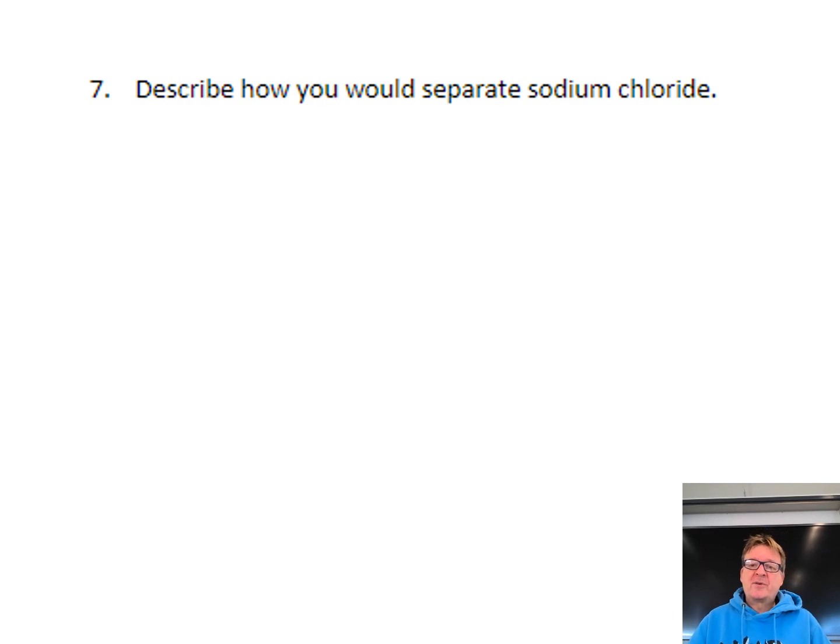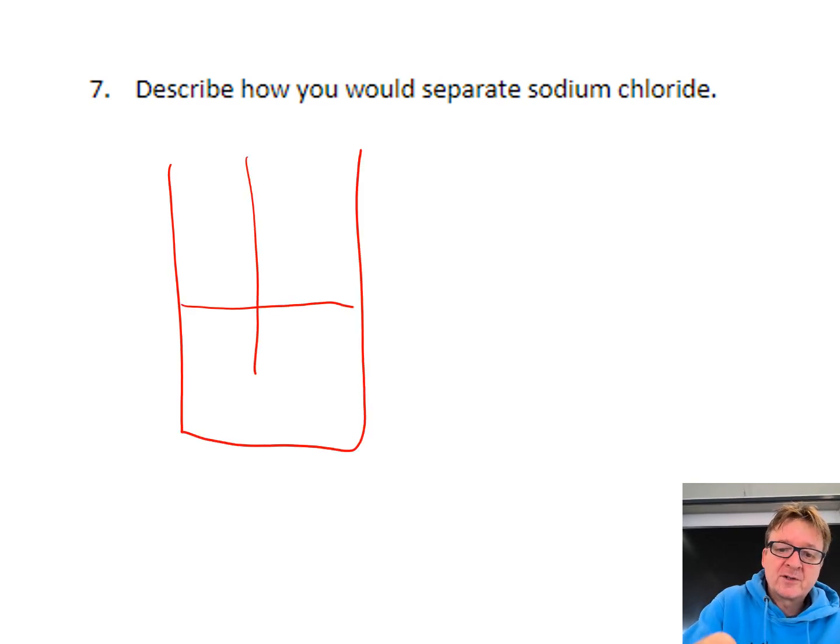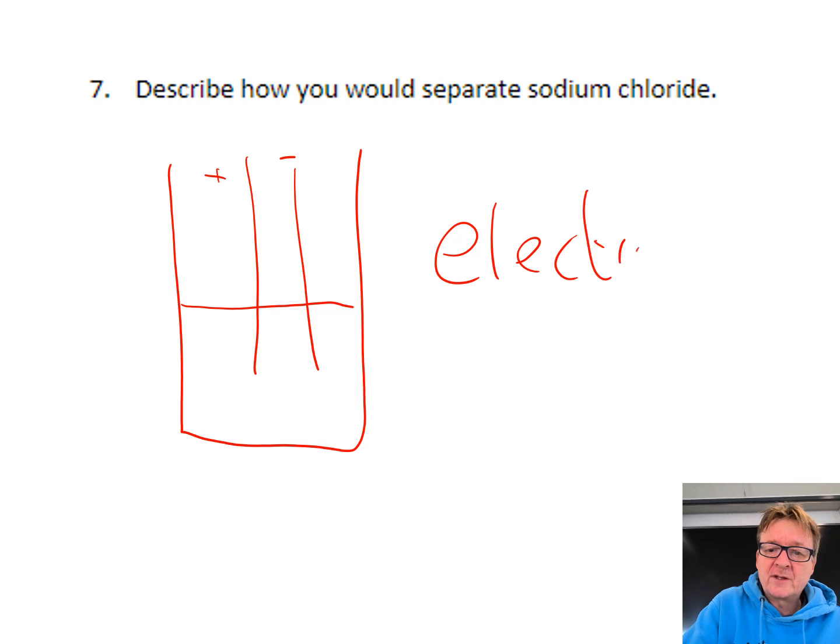Describe how you would separate sodium chloride. Because sodium is more reactive than carbon, you can't use carbon to separate out the sodium. So what you have to do is, I'm going to do a very rough drawing of it, you put 2 electrodes, a positive and a negative, into your solution, and this process is called electrolysis.